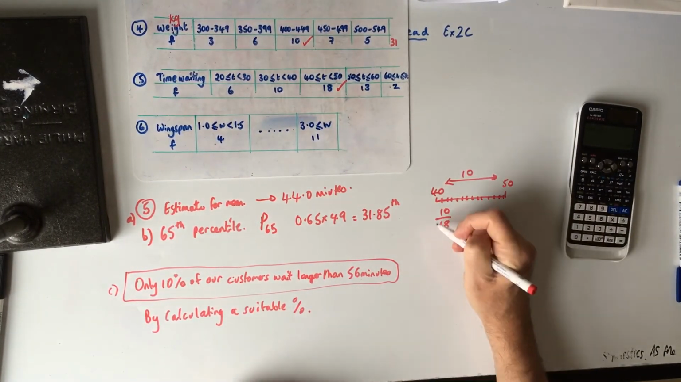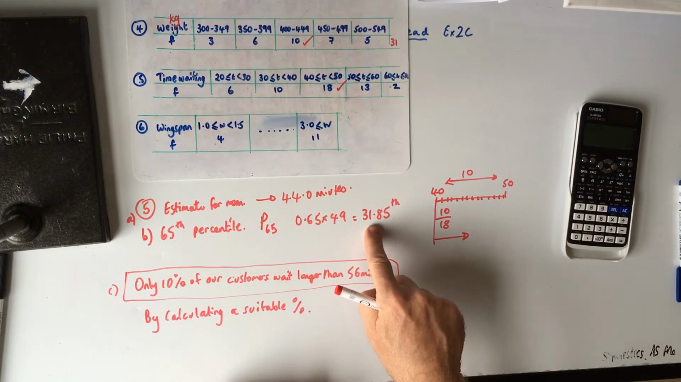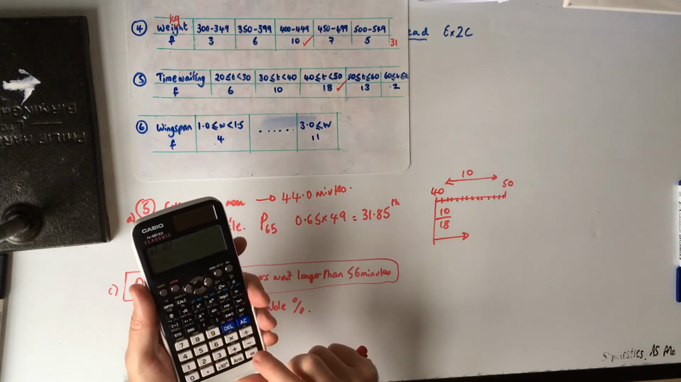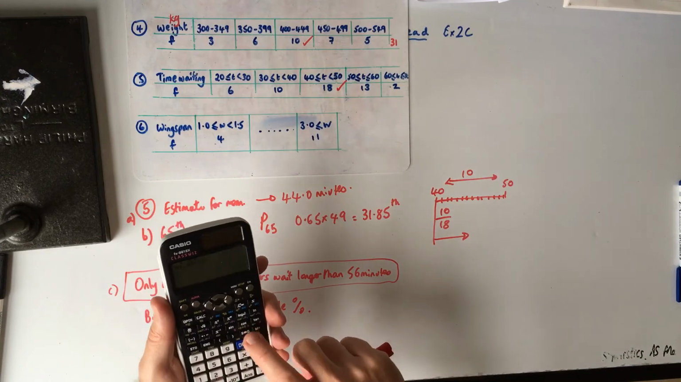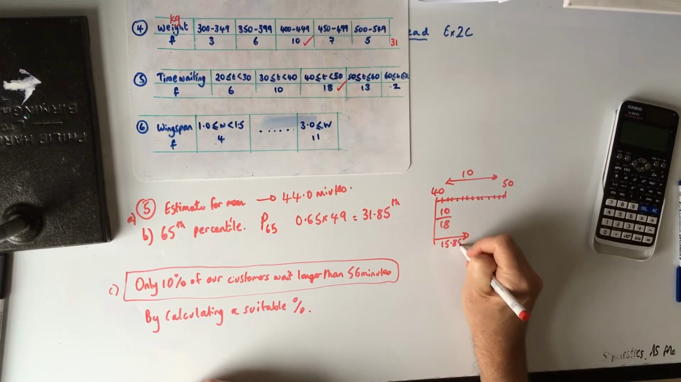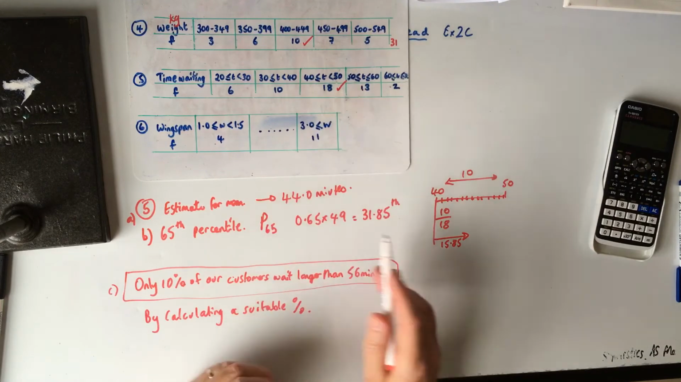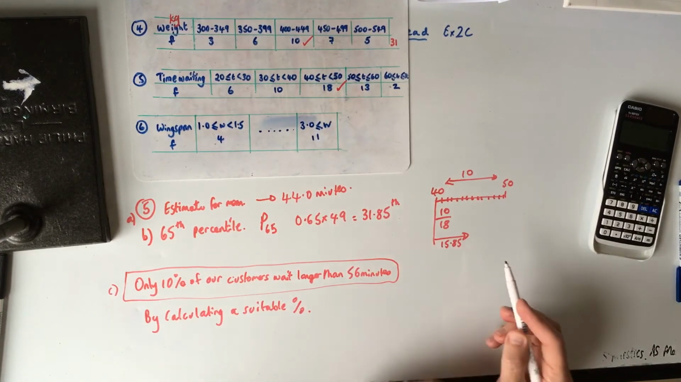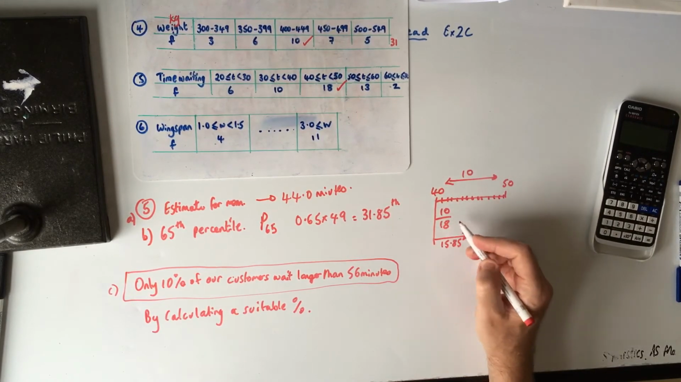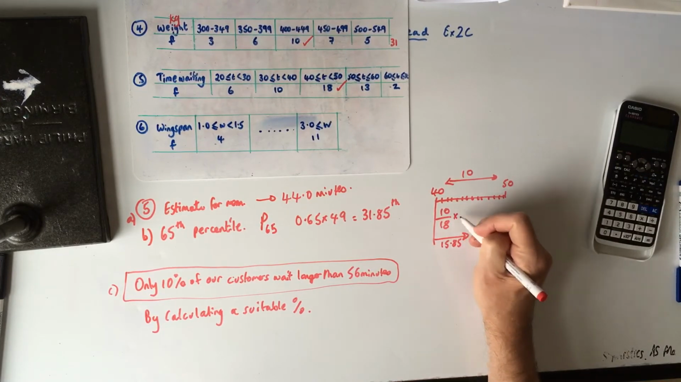How many do we want to go from this 40 line into there? Okay, so if we take 16 off this 31.85th position, 31.85 minus 16 gives us 15.85. So we want the 15.85th person in this group, don't we? Because 16 have already gone in this one and this one. So each little bit is 10/18ths all the way along, and we want 15.85 of them.